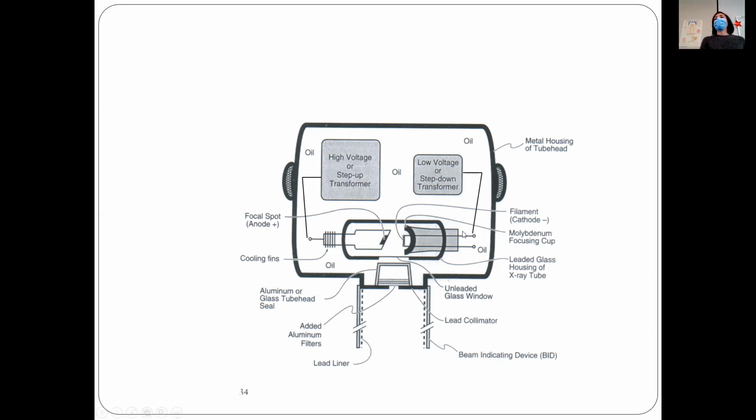Connected to the cathode, the negative side, controlled by MA, milliamperage. High voltage, step up, it's on the anode side, controlled by the kilovoltage. That's basically what we need to know. That's the big crux of it. That's really what you want to know, what controls it. You want to know why it's a step up, like the coils, the secondary coils. Those are some of the big take-home points that you want to know.